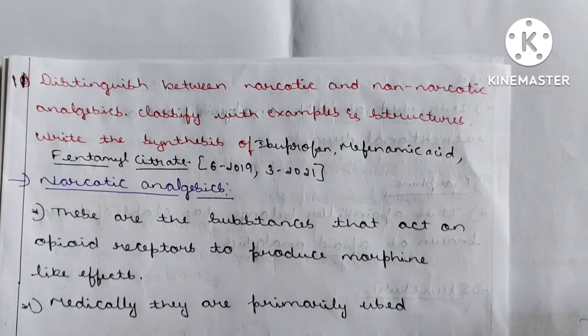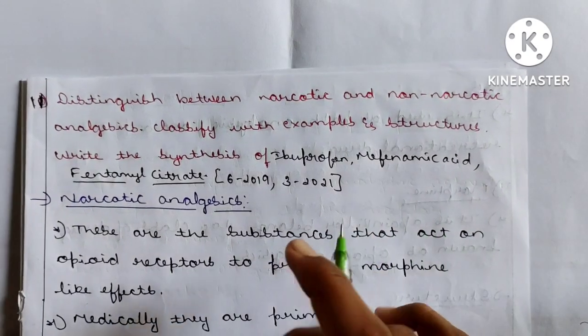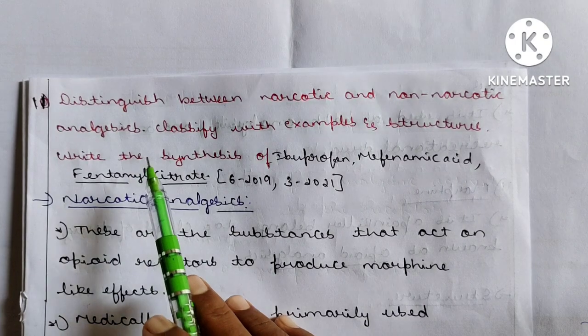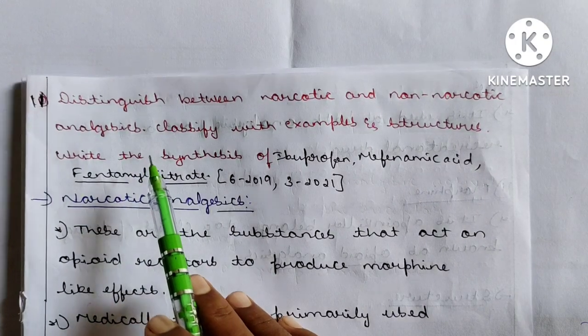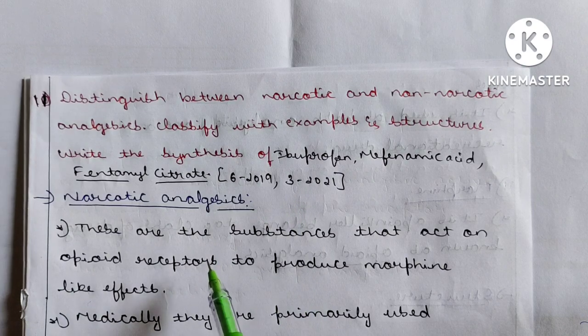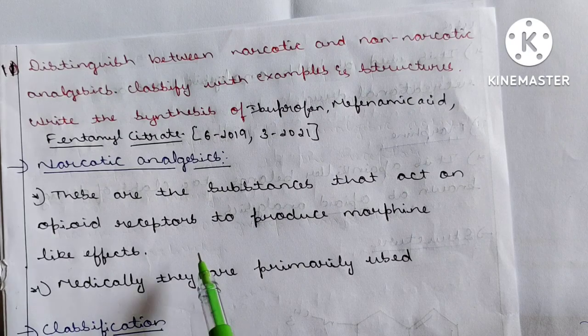There we studied about some of the antagonists, means adrenergic antagonists. Now one more question, the last question of our 10 mark. From next class we will discuss the 5 marks important questions with answers in medicinal chemistry 1. Distinguish between narcotic and non-narcotic analgesic, classify with example, structure and synthesis of ibuprofen, mefenamic acid and fentanyl citrate.